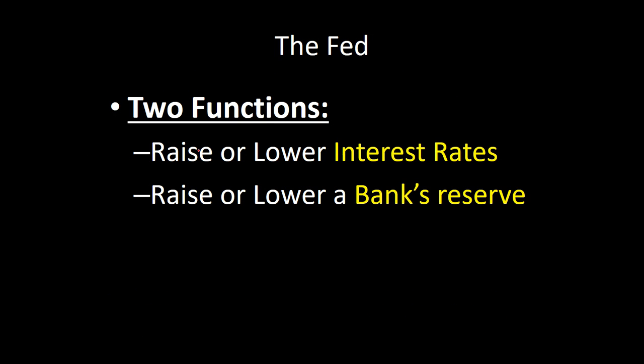Two functions of the Fed. The way that they can mess with the supply of money in the economy is to raise or lower interest rates and to raise or lower the bank's reserve. Both of these are not very complex. Bank's reserve is pretty simple to understand. I'll explain that. Interest rates, we'll explain really quickly. Most of you probably already know what interest is. It's when you borrow money, but let's do it real quick.